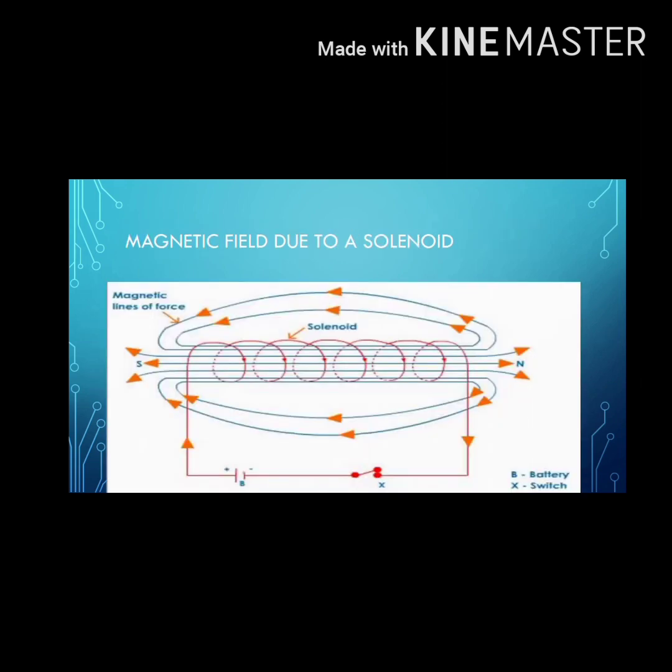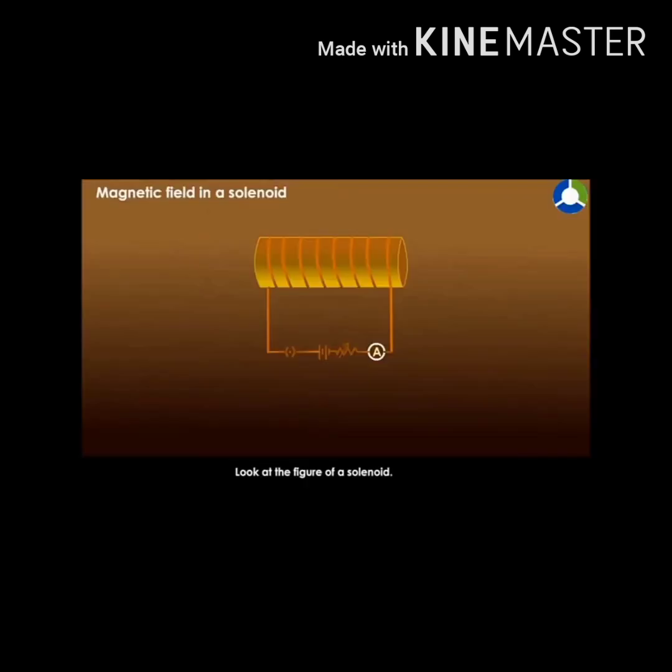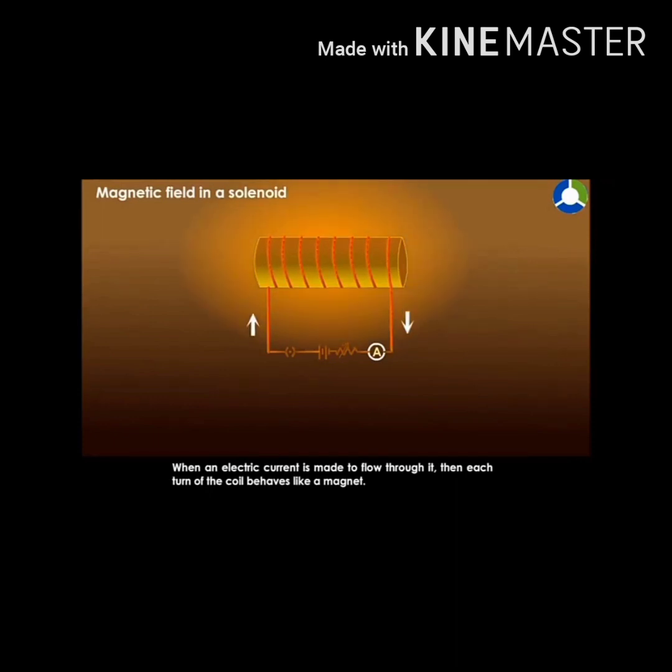Now let us discuss the magnetic field due to a solenoid. Do you know what a solenoid is? A solenoid is a long coil containing a large number of closed turns of insulated copper wire. Now, look at the figure of the solenoid. When an electric current is made to flow through it, each turn of the coil behaves like a magnet. In this figure, current is flowing in the coil in the clockwise direction.